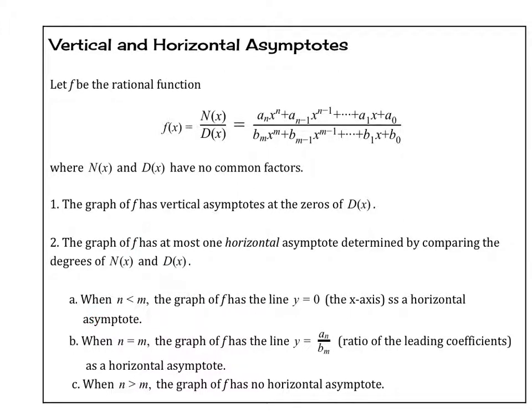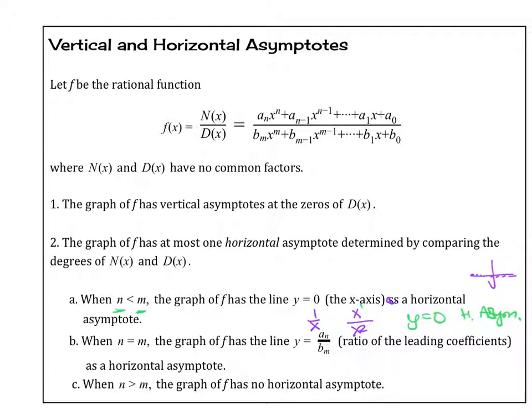When n is less than m, the graph of f has the line y equals 0, the x-axis, as a horizontal asymptote. One that I keep in my mind is 1 over x. So thinking about when we graph that, we know that we have a horizontal asymptote there. Another example is x over x squared. Notice that the degree is only 1 at the top and 2 at the bottom, right? So n is less than m, and that is when the horizontal asymptote is y equals 0.